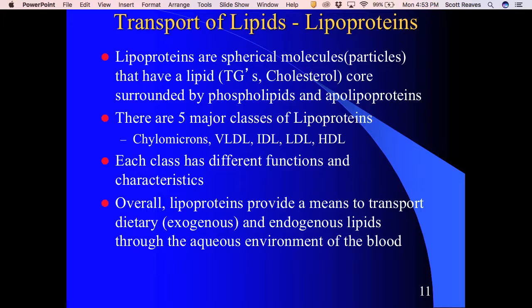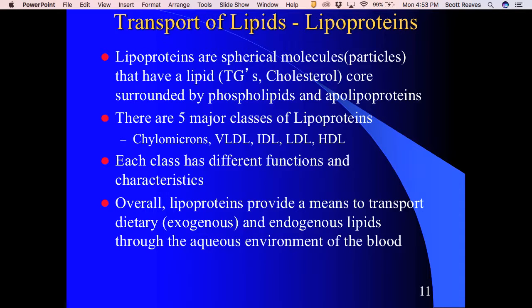So each of these different classes of lipoproteins has different functions and characteristics. They each do something that we have to have. So overall, the lipoproteins provide a means of transport for dietary lipids, which is exogenous. Exogenous means from outside the body. And endogenous lipids are those made within the body, and most of the time that's in the liver. So these molecules move around fats in our blood from the diet and fats that are made in our body.